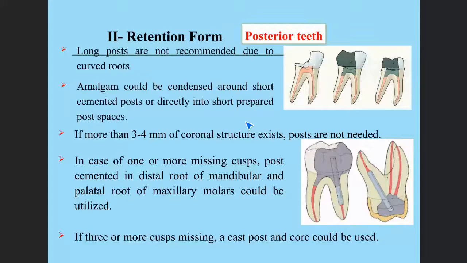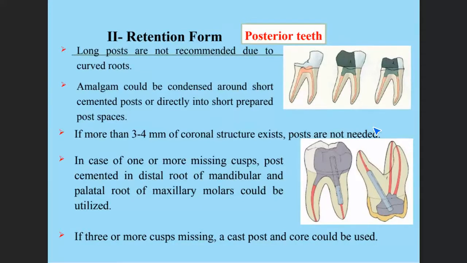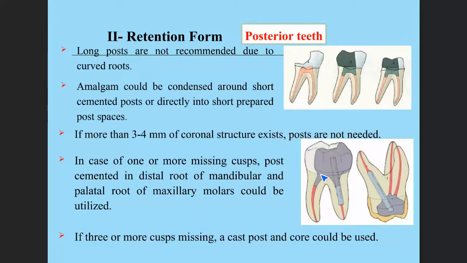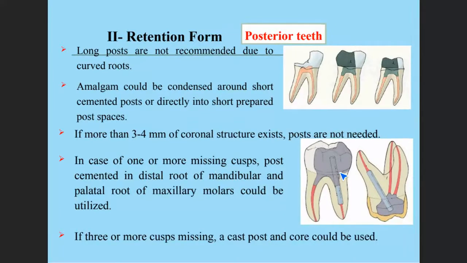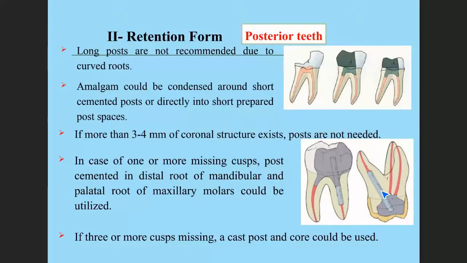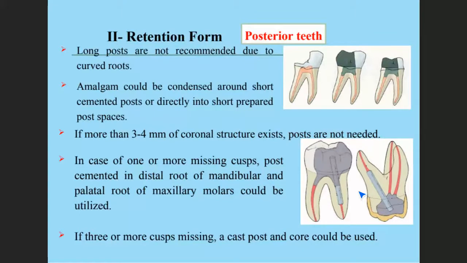If you have more than 3 to 4 mm of coronal tooth structure, posts are not needed in posterior teeth. In case of one or more missing cusps in posterior teeth, a post cemented in the distal canal of the mandibular teeth and the palatal canal of maxillary teeth can be used. If 3 or more cusps are missing, you can use a cast post and core in this case.